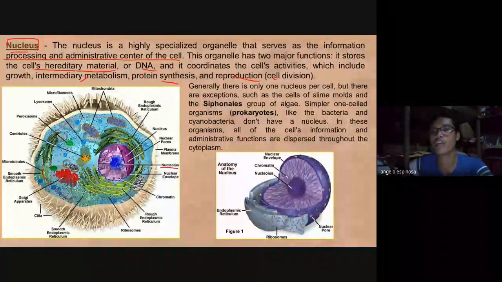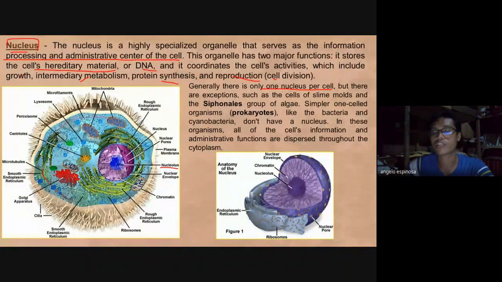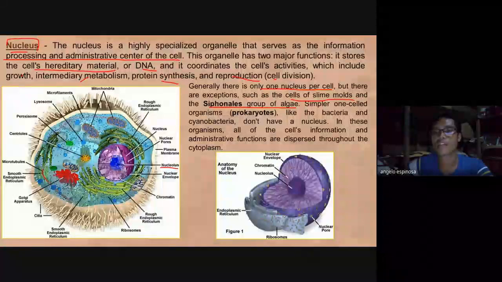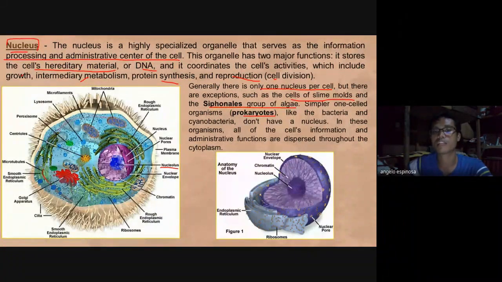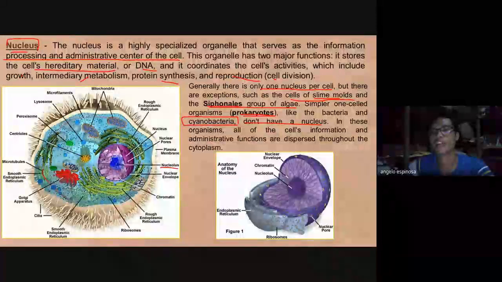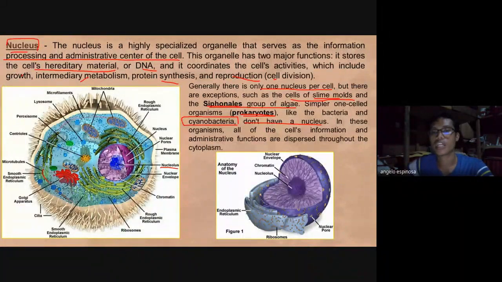Generally, there is only one nucleus per cell. So in one cell, there's only one nucleus. But there are exceptions, such as the cells of slime molds. Are you familiar with slime molds? Okay. And siphonous groups of algae, yung green algae. And we have simpler one-celled organisms, the prokaryotes, like the bacteria and cyanobacteria. Yeah, they don't have a nucleus. In these organisms, all of the cell's information and other functions are dispersed throughout the cytoplasm.